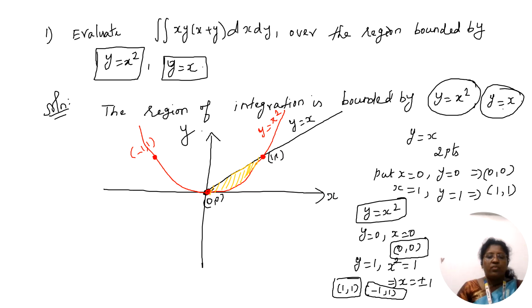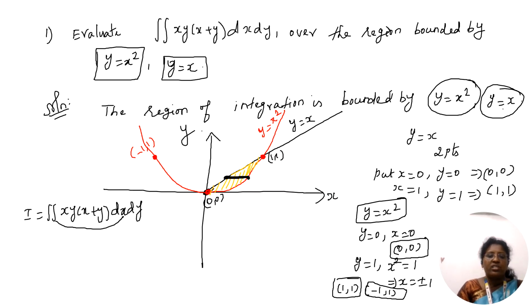Okay. So now we'll find the limits. So consider the integral. Here the integral I is equal to double integral xy into (x plus y) dx dy. Here the inner integral is with respect to x, so now we have to find the x limit. To find the x limit, always draw a horizontal strip in the region of integration, the shaded part. So the left end will give the lower limit and the right end will give the upper limit.